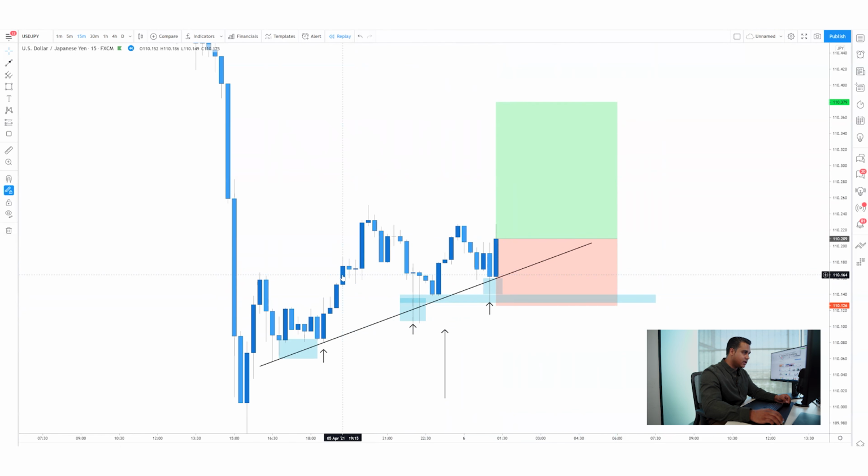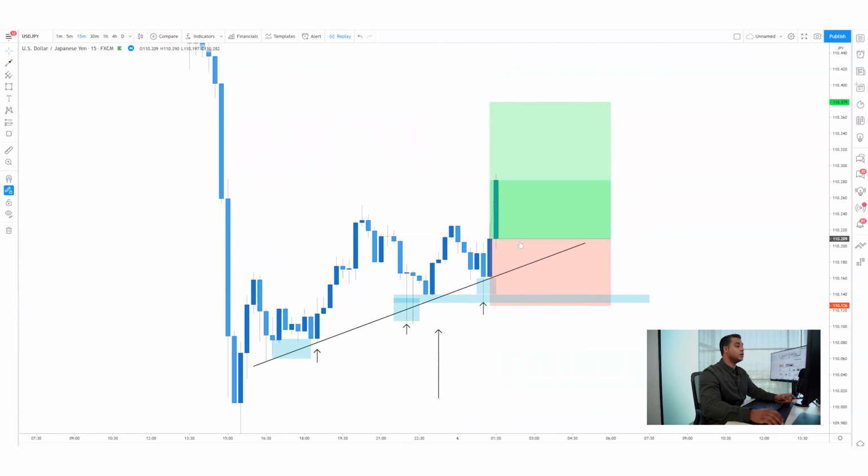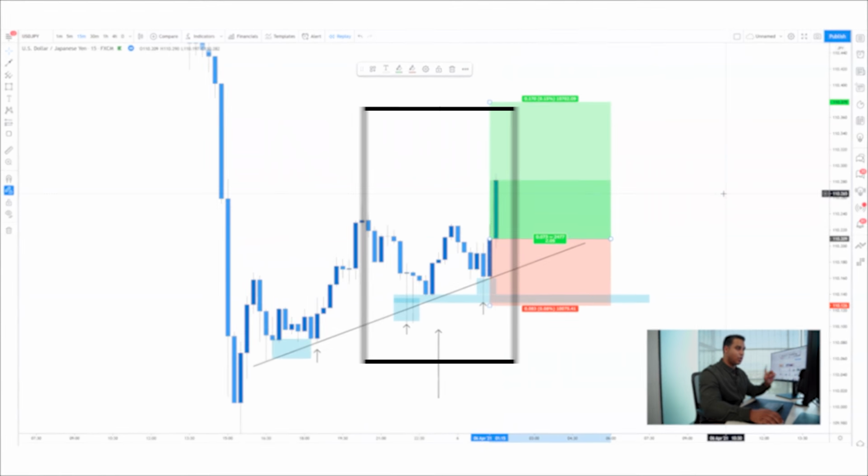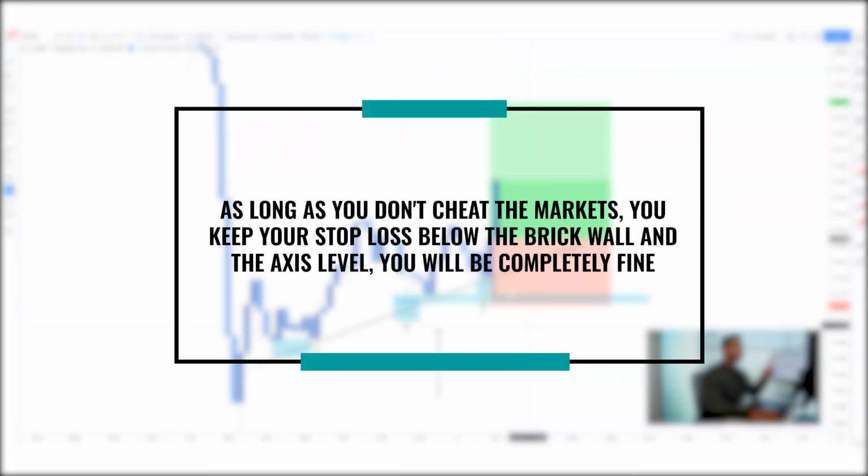Even if you enter here, here, here, here or here, it doesn't matter. Even enter here on the next candle, you still have a very high chance. As long as you don't cheat the markets, you keep your stop loss below the brick wall and the axis level, you'll be completely fine.